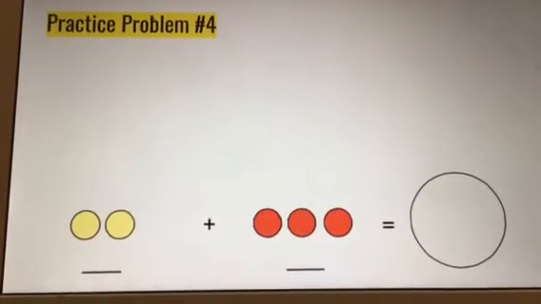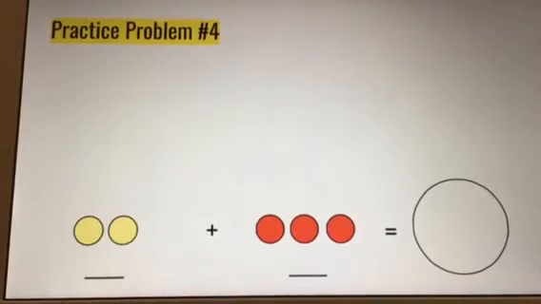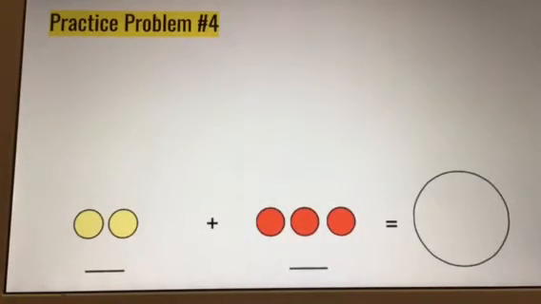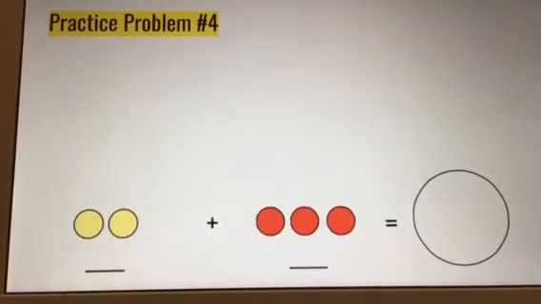This will be the last problem we go over, and as you can see, there are 2 yellow circles and 3 red circles. So just as mentioned before, the students will write 2 for the yellow circles and 3 for the red ones, making the answer 5.